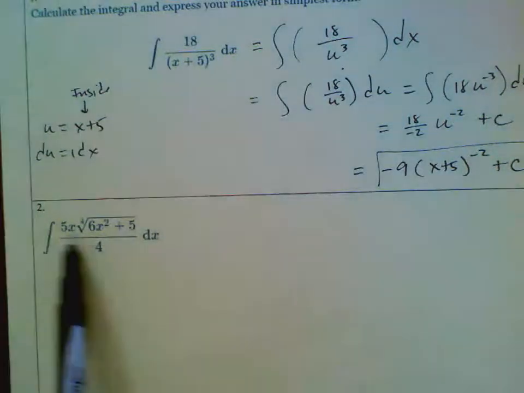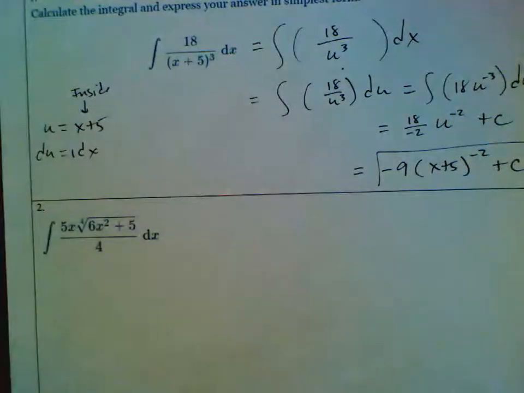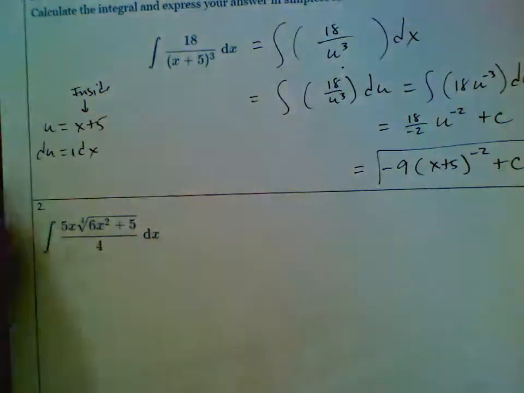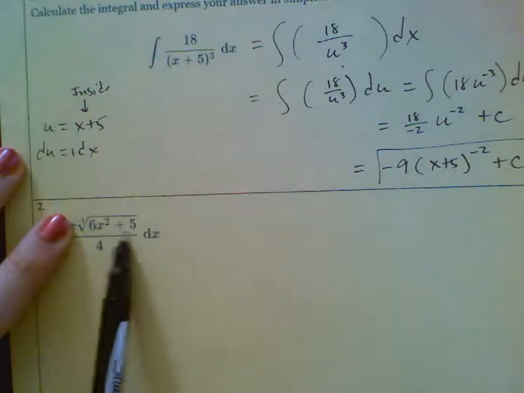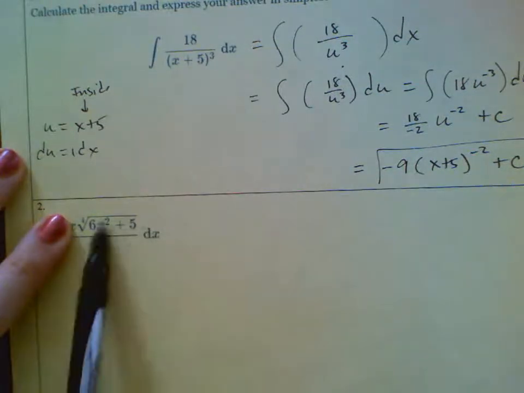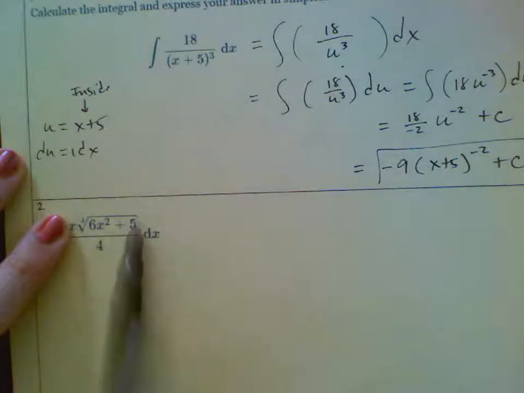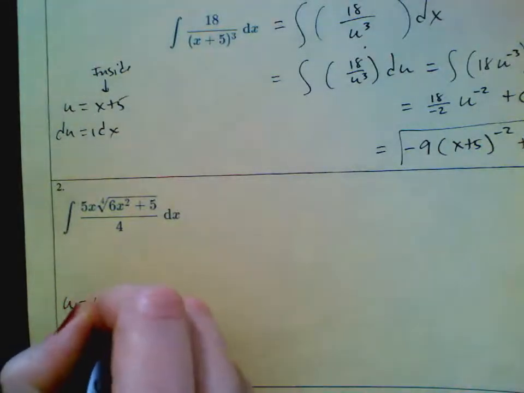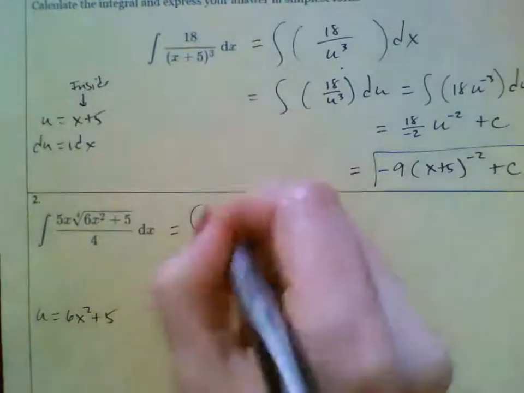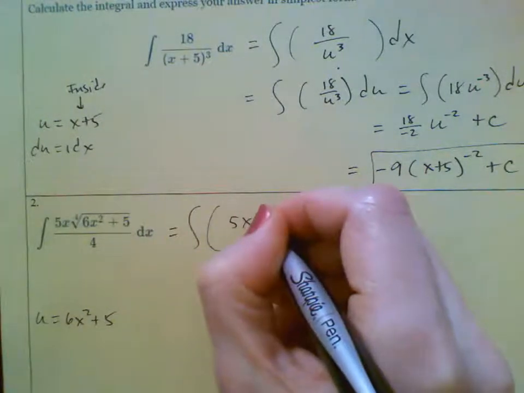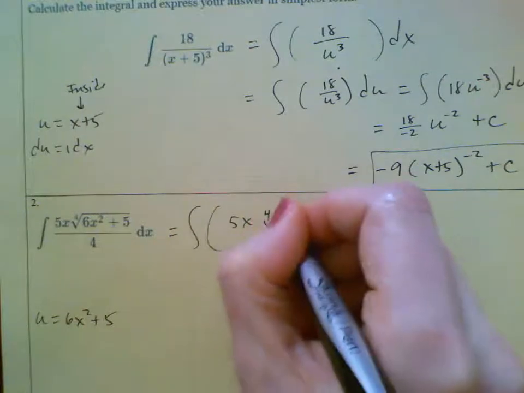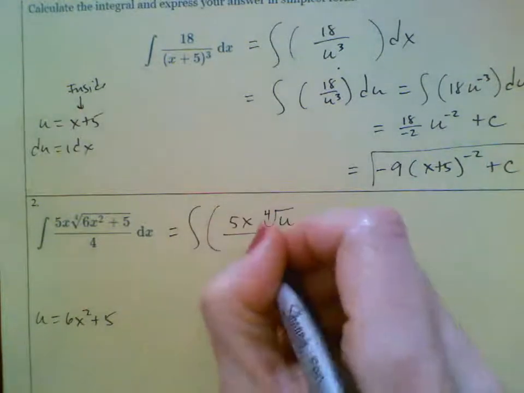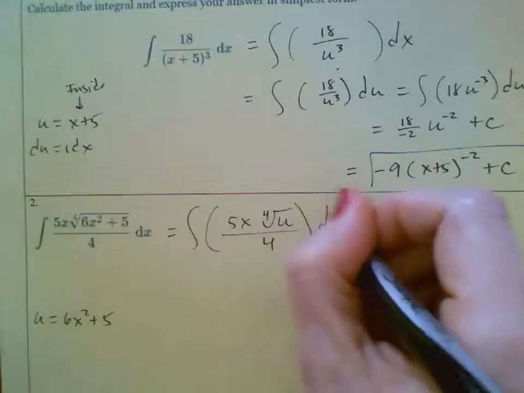So I look at this carefully and ask: is there a function that is inside of another? If I ignore this 5x, I see that this 6x squared plus 5 is inside of this fourth root function. That sounds like a good u. So I can let u equal 6x squared plus 5, right? And then this becomes 5x times the fourth root of u over 4 dx.